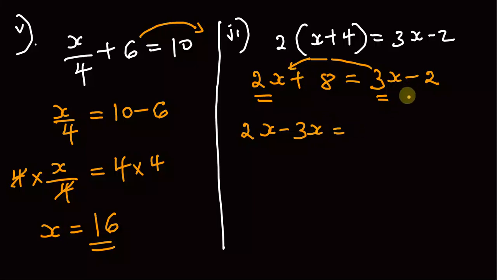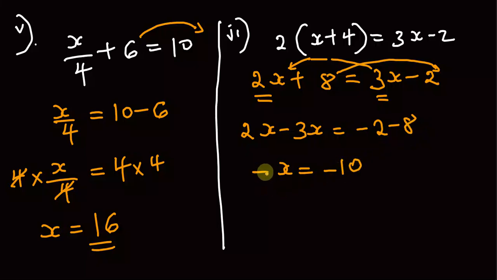Then is equals to negative 2 remains there, then minus 8, taking 8 to the front side after the equal sign. 2x minus 3x is negative x is equals to negative 2, negative 8 is a negative 10. The negative sign will cancel out. So our value of x will be 10. This will be our answer.